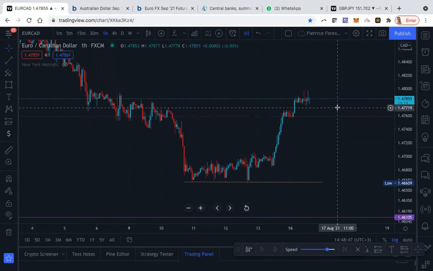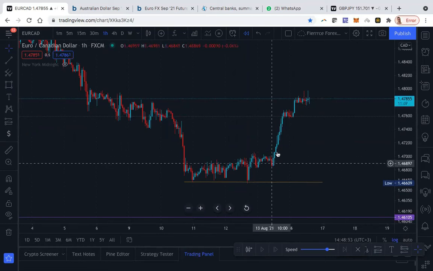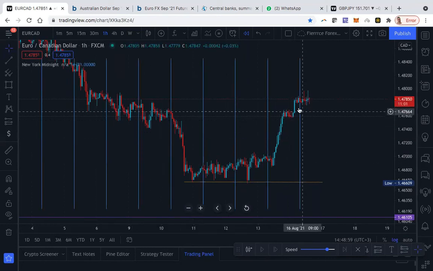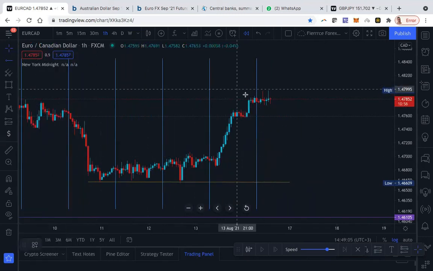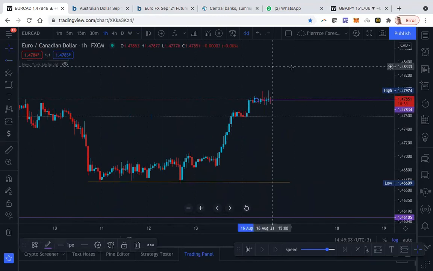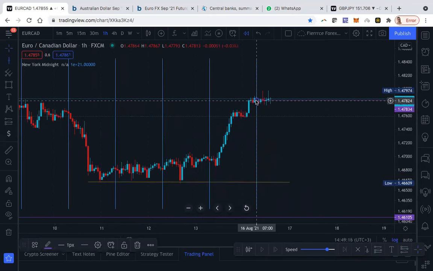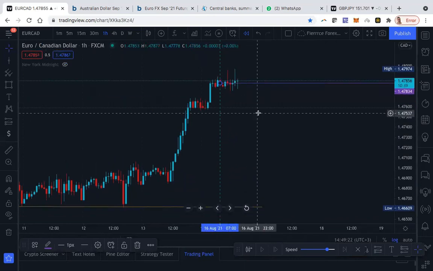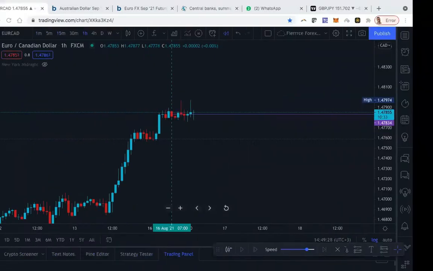Sorry, my battery. Okay. Yeah, so we saw a break of structure here. I'm just trying to look at when the market opened, because I didn't manage to do my analysis yesterday. I like to look at when the market opens on Monday, like where did it open? Then that can also give me a bit of a clue.